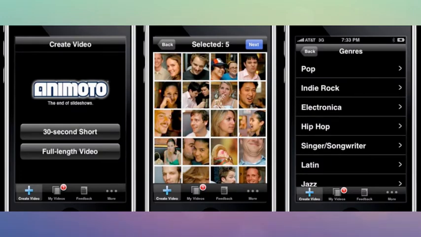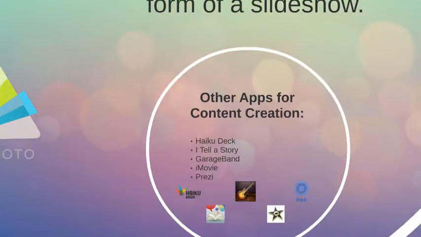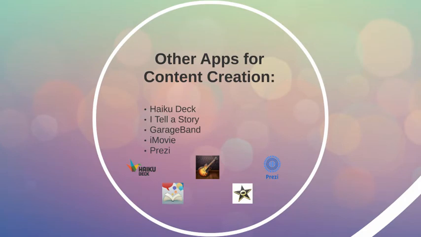You choose the style of video that you'd like, you choose the content such as clips and photos, and then you add some music to just really make it interesting for your student. And if this content creation one doesn't work best for you, here are a few more apps that really could. Haiku Deck, I Tell a Story, GarageBand, iMovie, and Prezi, which we're using right now.